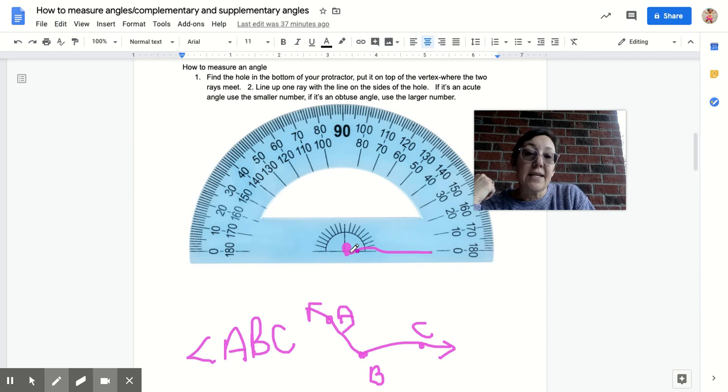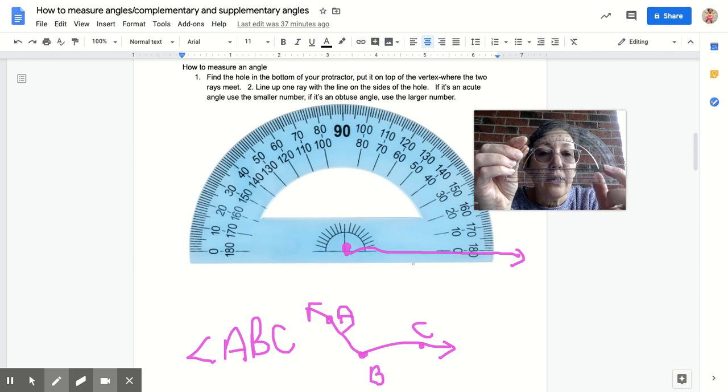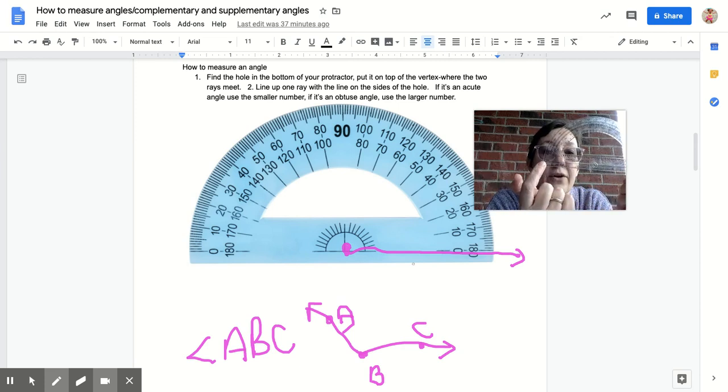And the second part is you have to line up one of the rays with the bottom line on your protractor. So the bottom line on your protractor is right here, the 180 degree mark. You need to line up one of the rays on that line, and then you will measure the other one.